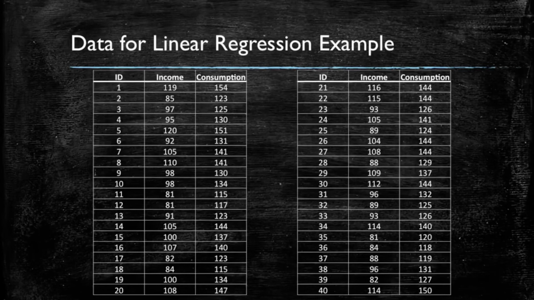So we have 3 columns in our data. The first one is going to be an observation ID, which generally has no meaning whatsoever. And the other 2 columns are going to be income and consumption. So how could we use these 2 columns in a simple linear regression model?